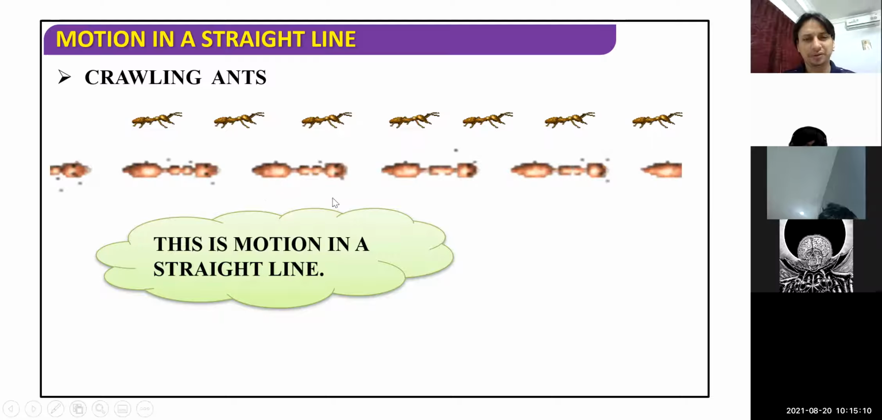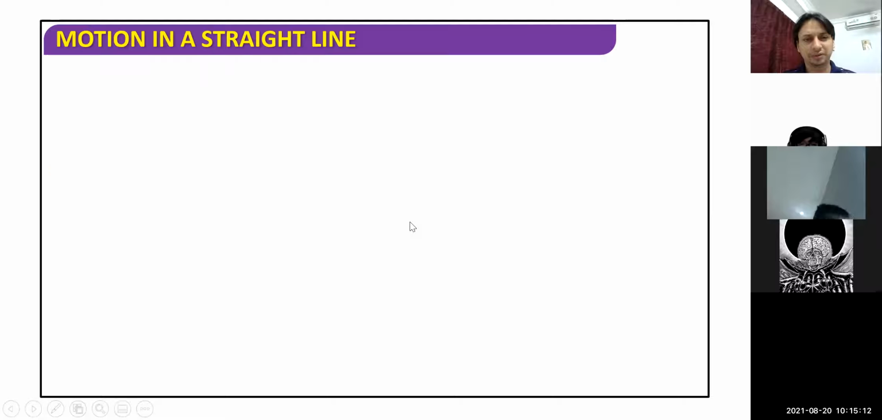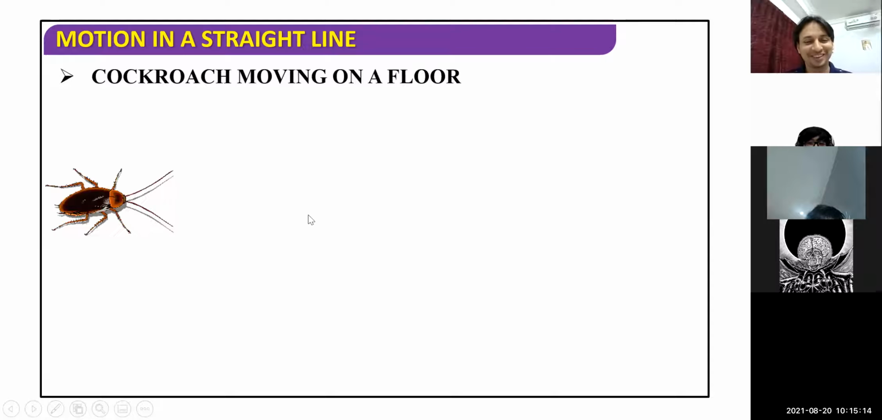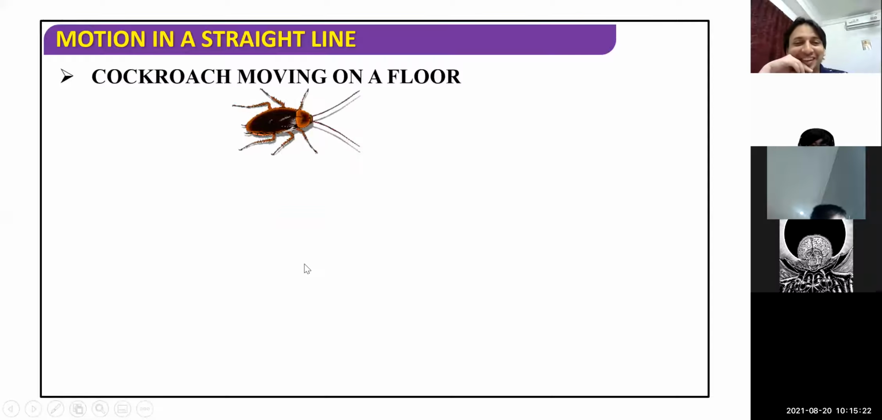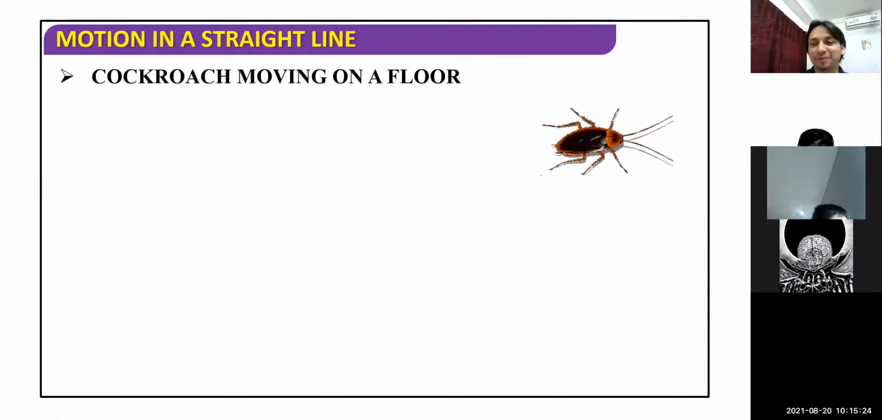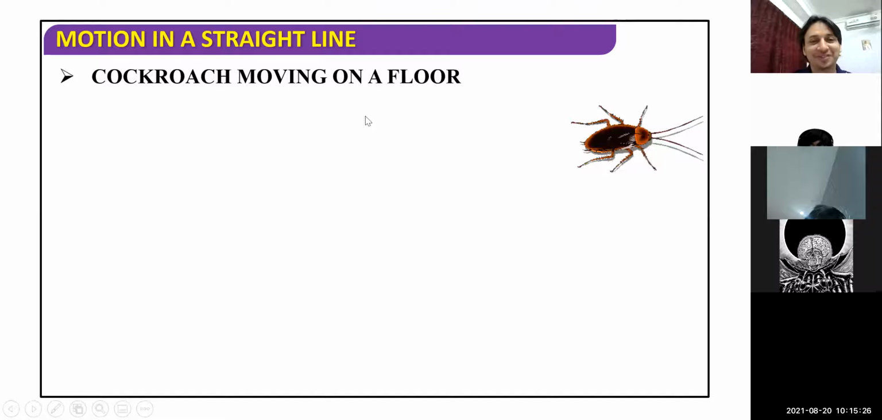And, oh my God, this picture might be taken from TK. See. What type of motion of this cockroach? Is this cockroach moving in a straight line? Rectilinear. Observe one more time, children.